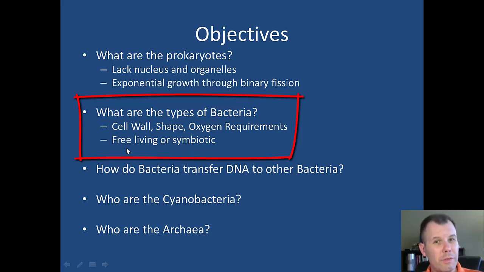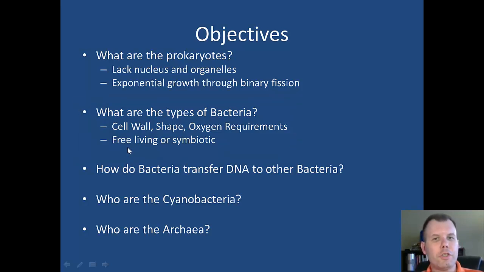Some of them are free-living and others are symbiotic. Some of them have a commensal relationship in which they benefit, but they really don't do anything to us. Some are mutualistic, where we both benefit in the relationship. And then obviously the last one is when you have a parasite or an infection. We'll talk about all three situations.